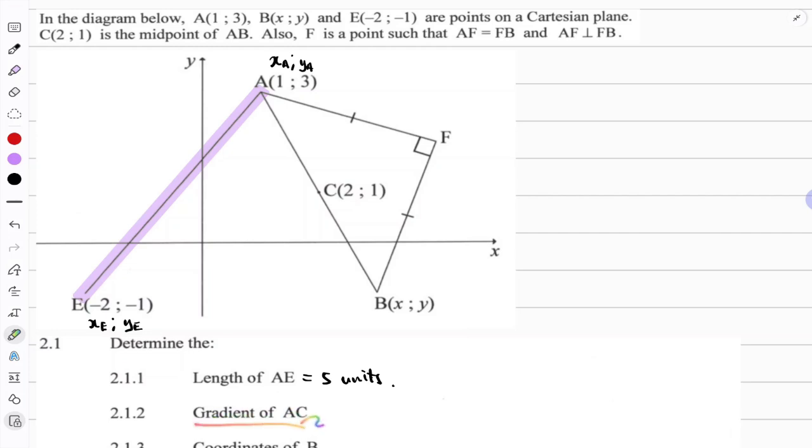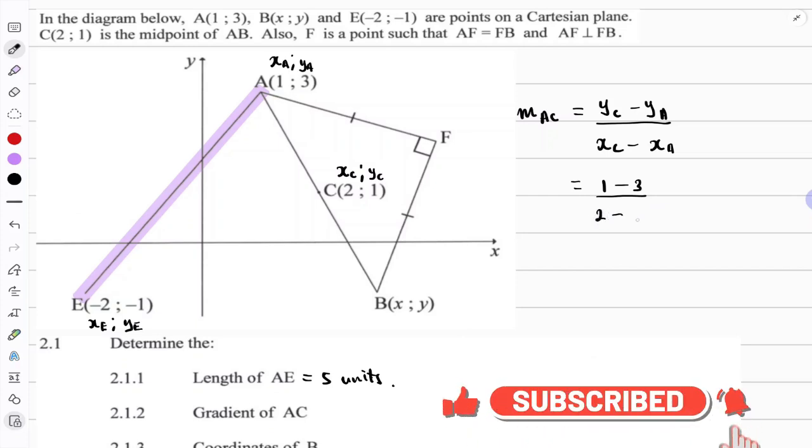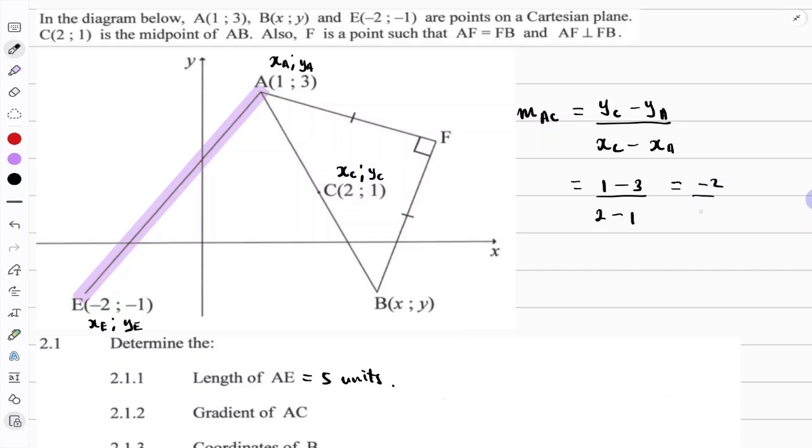So the next question wants us to find the gradient of AC. So AC is this line. So we need to use the gradient formula. Notation is important. Small letter m, AC, which is change in y, YC minus YA, over change in x, XC minus XA. So now we can substitute. YC is 1 minus YA, 3, all over XC, which is 2, minus 1, which is equal to -2, all over 1, which is equal to -2.